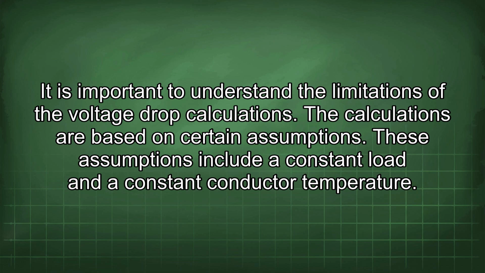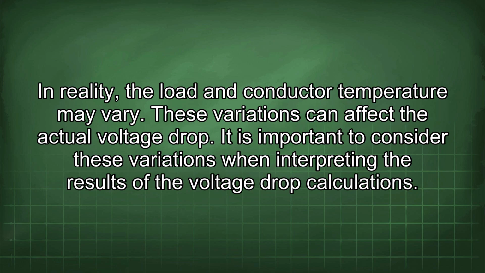It is important to understand the limitations of the voltage drop calculations. The calculations are based on certain assumptions. These assumptions include a constant load and a constant conductor temperature. In reality, the load and conductor temperature may vary. These variations can affect the actual voltage drop. It is important to consider these variations when interpreting the results of the voltage drop calculations.